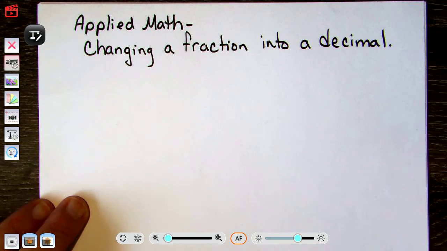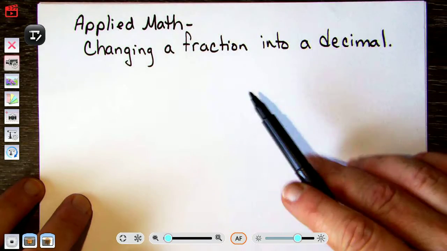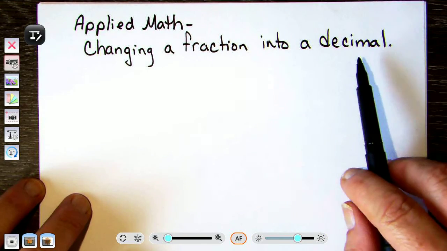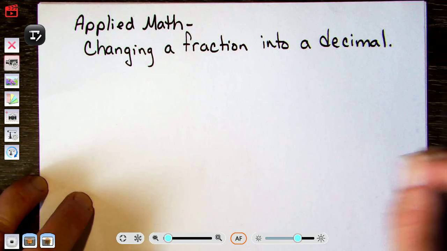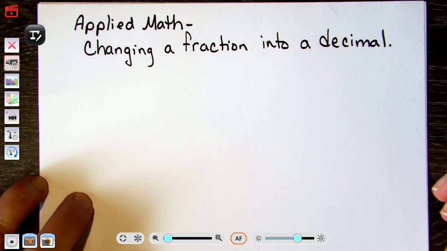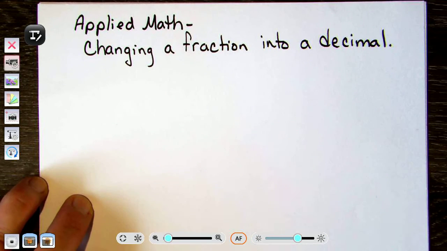Hello, today we're going to be learning how to change a fraction into a decimal longhand. I'll also show you how to do it on the calculator, but we want to learn how to do this longhand. So first of all, there are some fractions out there that you know or should know already what the decimal looks like.